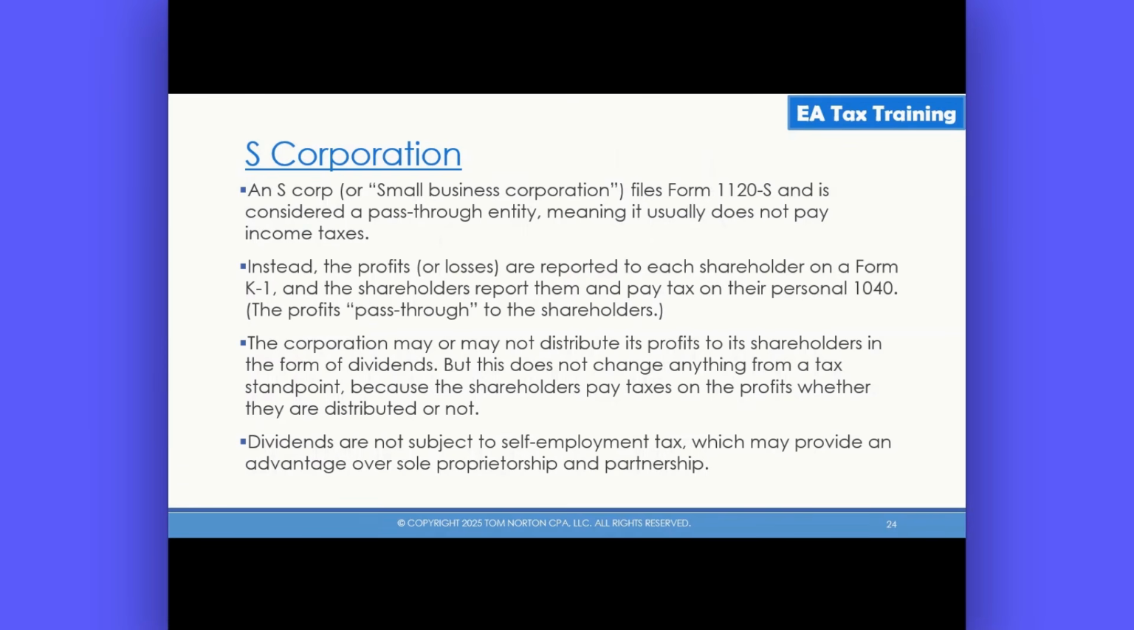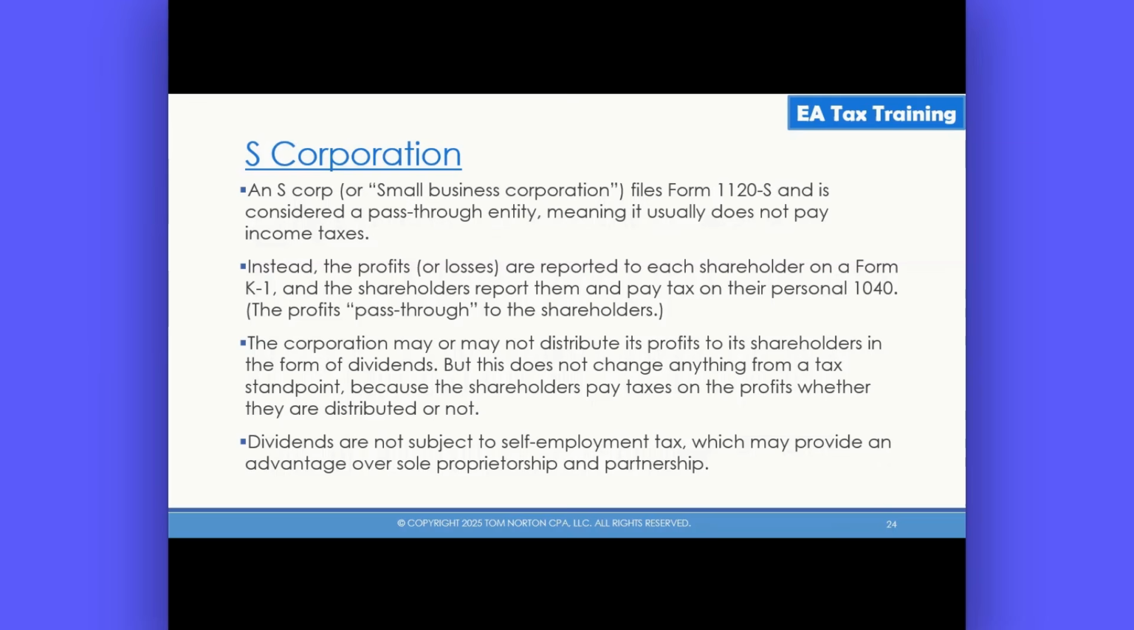They're a corporation, but they are a pass-through entity, meaning that the profits and losses are going to be reported to each shareholder on their Form K1, just like you have with a partnership. And then the shareholders are going to report those amounts and pay tax on their personal 1040 if they are individual owners of that S corporation. So the profits are said to pass through to the shareholders.